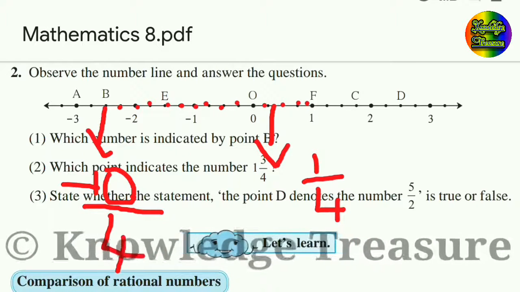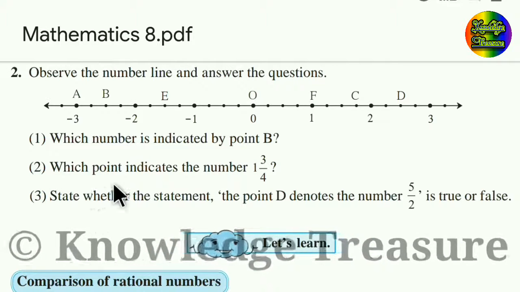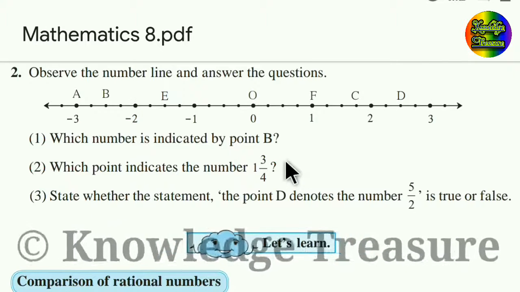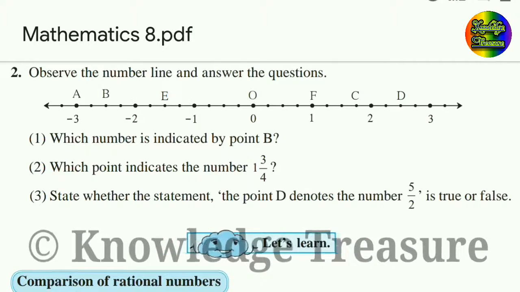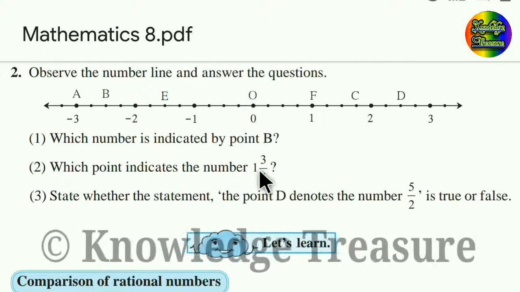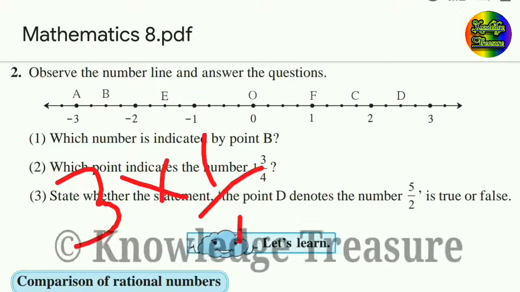Okay. Let us see the second question. Which point indicates the number 1, 3 upon 4? 1 is the whole number, 3 upon 4 is the fractional part. So this is a positive number. Now 0 to 1, this is 1. After 1, how many? 3 upon 4. How can you write 3 upon 4? You can write 3 upon 4 as 3 into 1 upon 4.